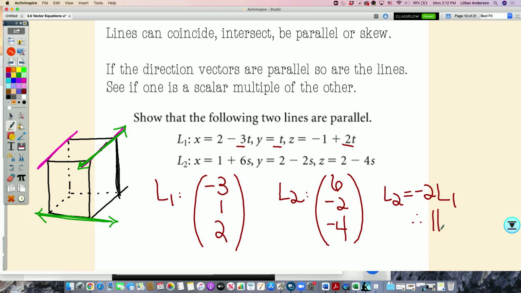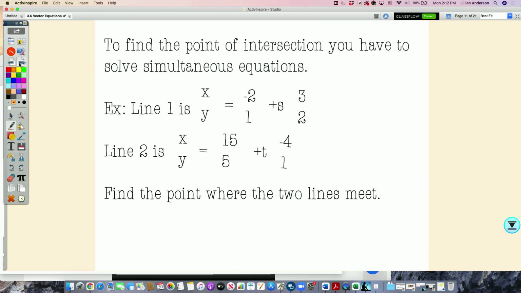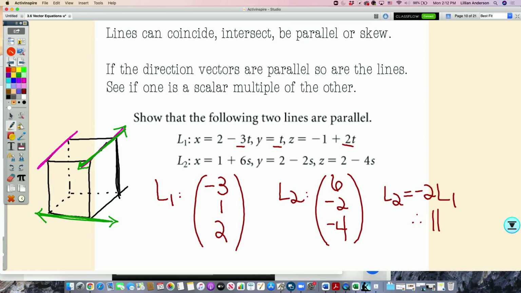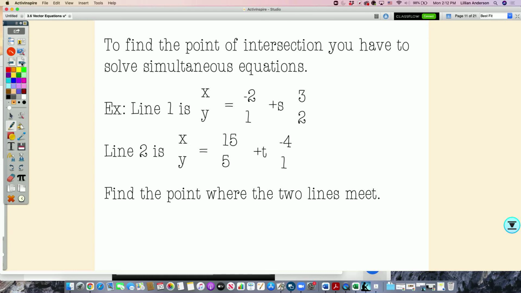Parallel's the easiest one to check first, okay? So if you're given two lines and you're trying to determine if they're parallel, see if their direction vectors are scalar multiples of each other. If they're not, then let's see if they intersect. Intersect's the next easiest one to find, okay? That's all you have to write for the show problem though? Yes. Show the scalar, show the connection between the two lines, and then of course, state that they are parallel. To find a point of intersection, you're essentially going to solve simultaneous equations. That's systems of equations, substitution, elimination, okay?